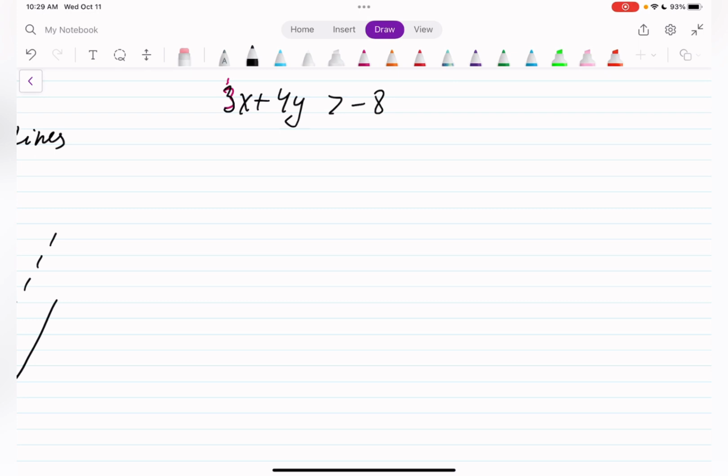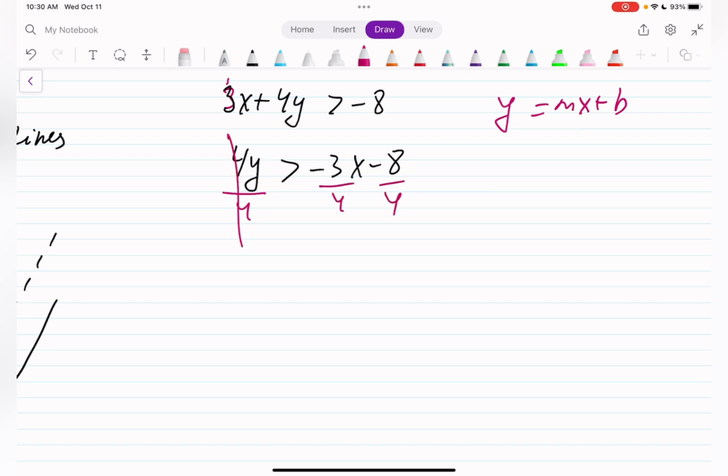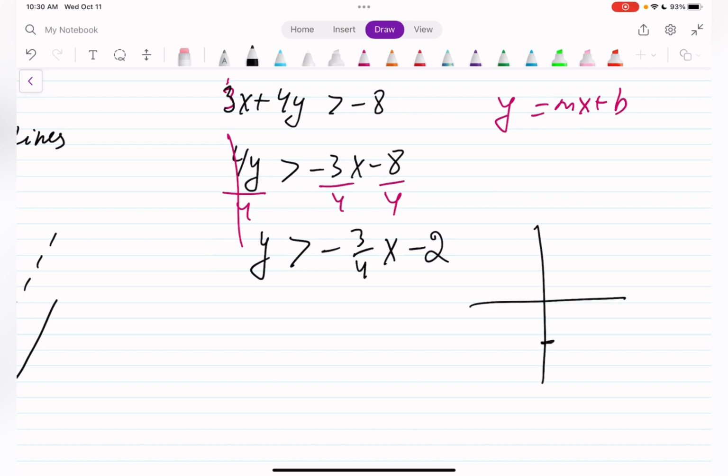Okay, see, I have 3 and 4. 8 is not divisible by 3, so I'm going to use slope and intercept in the format y is equal mx plus b. So I need to find y. 4y is greater than negative 3x minus 8, and we divide by 4. I'm getting y is greater than negative 3/4 x minus 2. So I'm starting with negative 2, and then negative 3/4. You can use either negative 3/4 or 3/-4, whichever you like.